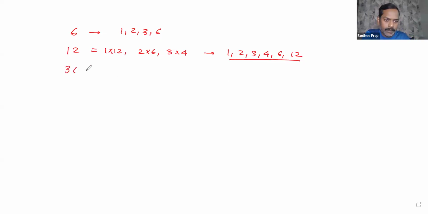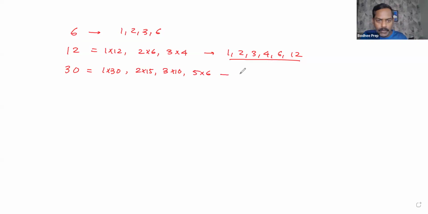Similarly, if I take the number say 30, in this case, it can be written as 1 into 30, then 2 into 15. We can also write it as 3 into 10, right? It is not divisible by 4, so we can't use 4. Next is 5, so it can be written as 5 into 6, right? Now further, we'll be getting the same kind of product. The only thing is that the order will change.